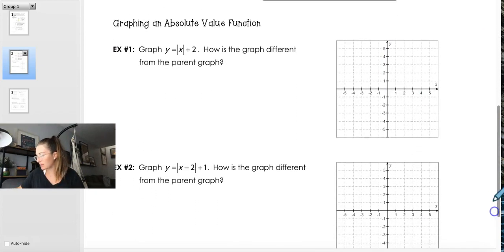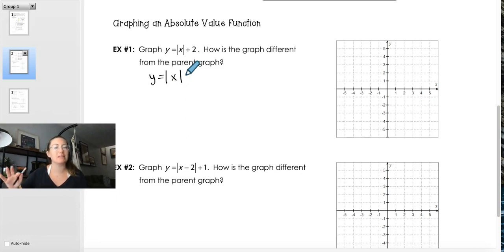So we're going to talk about this first graph and how it's different than my parent graph. So again, we're using transformations. All right, so parent graph, as you guys recall, is just y equals absolute value of x. So we want to know what is different, what has happened to this parent function graph. Hopefully you guys are identifying, well, I added 2 to the end of it. So what's different is this plus 2. Well, what is that plus 2 going to do to our graph?